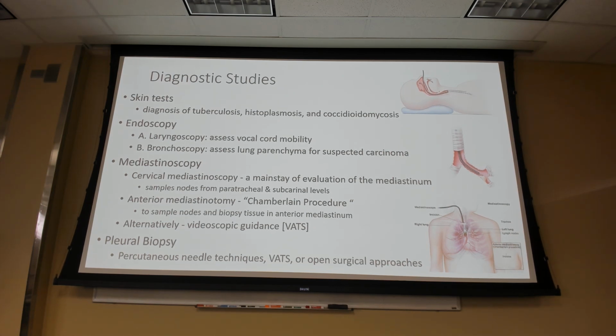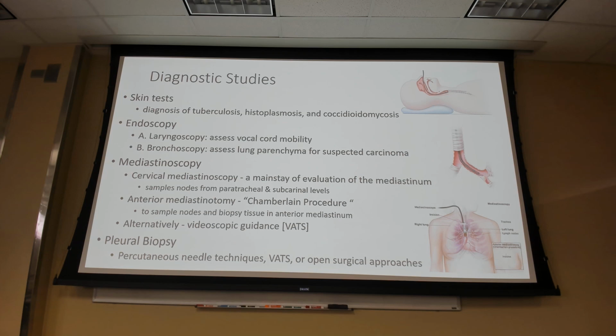And then we also have mediastinoscopy, which is basically an incision, and we place a camera somewhere in the mediastinum. And this is our mainstay for evaluating the mediastinum. So a lot of times we'll use it to sample lymph nodes in those areas, especially when it's secondary to lung cancer, which we'll talk about. And then we just have different techniques for the mediastinoscopy, whether it's cervical or anterior, depending on what we're doing.